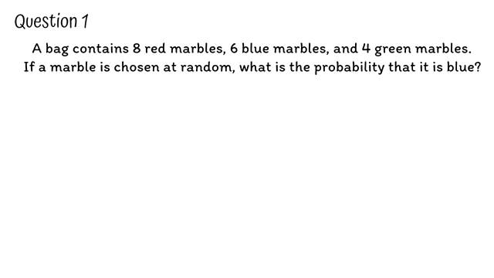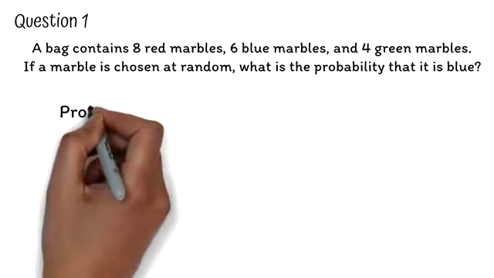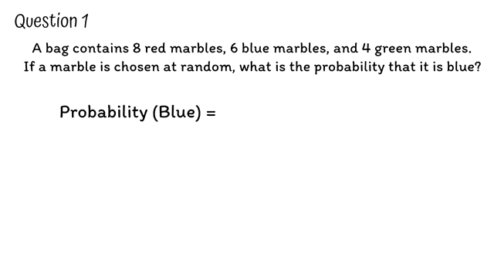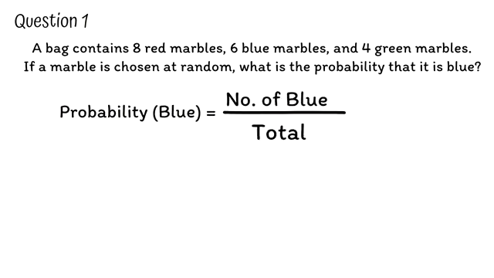A bag contains 8 red marbles, 6 blue marbles, and 4 green marbles. If a marble is chosen at random, what is the probability that it is blue? This is a very simple probability question. The probability of choosing a blue marble will be the number of blue marbles over the total number of marbles.